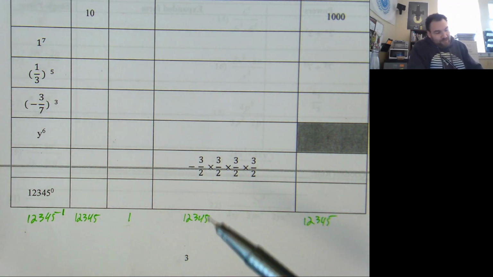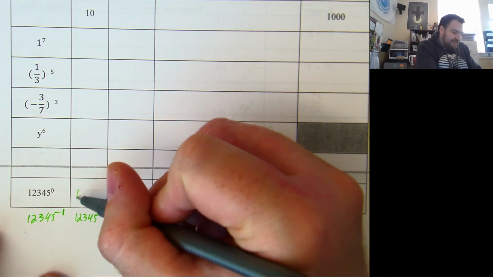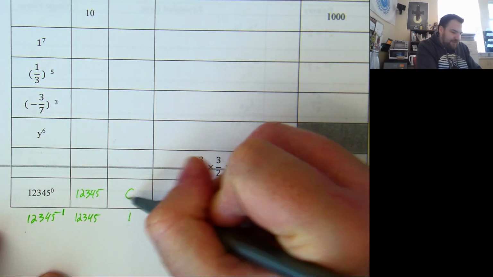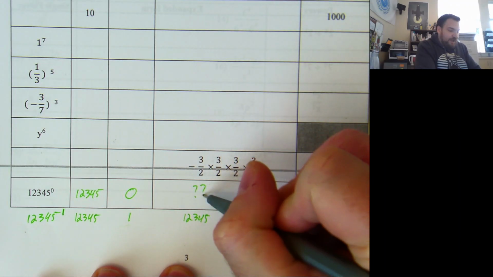Where things get a little weird is when we've got things to the power of 0. The base stays the same. The exponent is now 0. How do I write the expanded form for something not multiplied by itself at all? In the expanded form, conceptually, it doesn't make sense what this would be.